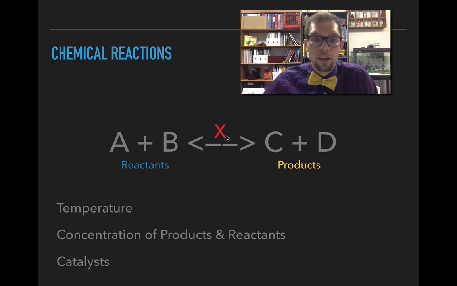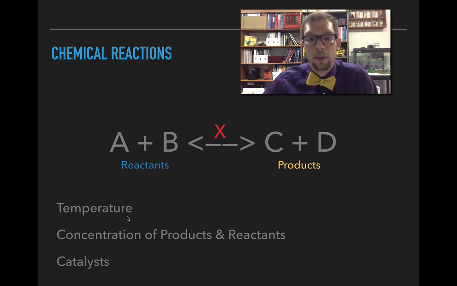X up here is what's known as a catalyst. The catalyst is something that can speed up the rate of the reaction. It won't drive the reaction forward or in reverse. All chemical reactions to a degree can go in the forward or the reverse directions. Sometimes it's more favorable to go in the forward direction, and sometimes it's more favorable to go in the reverse direction.